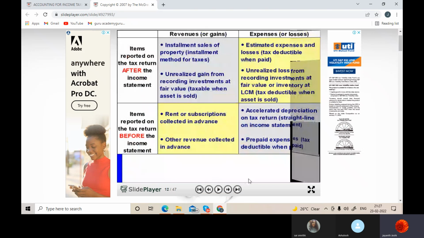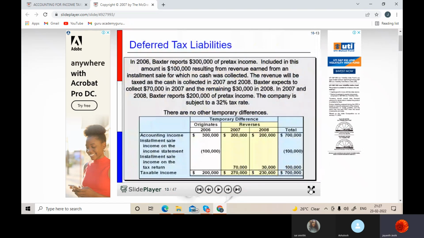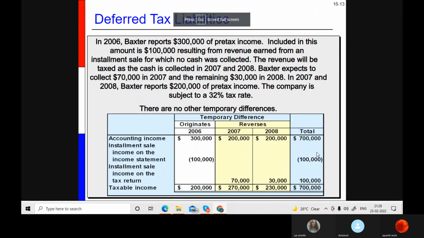Let's move forward and do a question of DTA and DTL calculation. So please read this question. Hopefully you have understood the question.